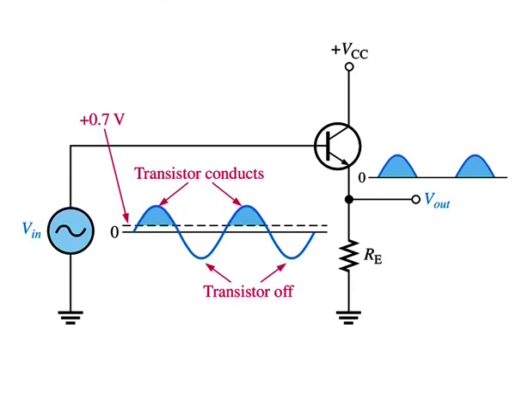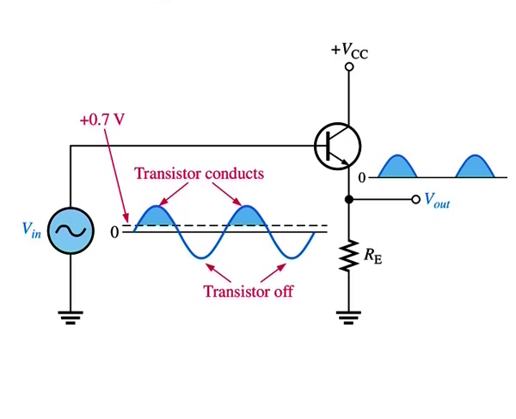This is an emitter follower circuit where the output is not a replica of the input. As shown, the circuit conducts only for the positive half of the cycle. To amplify the entire cycle, it is necessary to add a second class B amplifier that operates on the negative half of the cycle. The combination of two class B amplifiers working together is called push-pull operation.